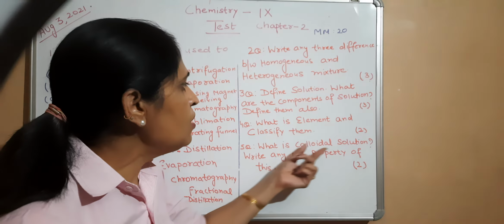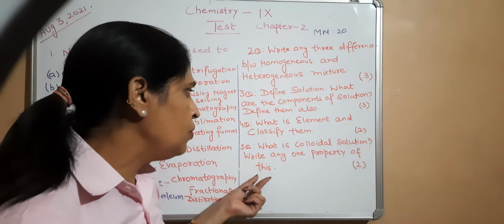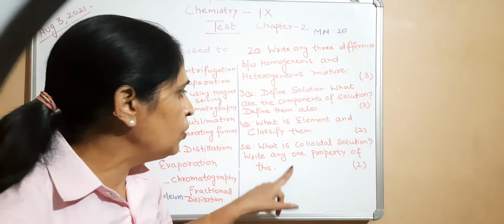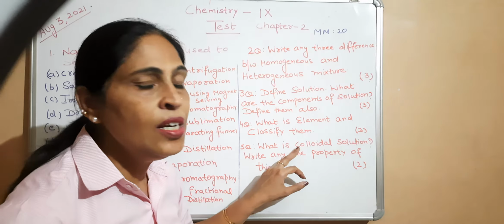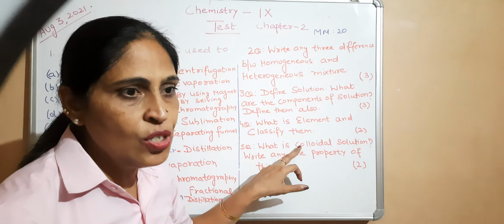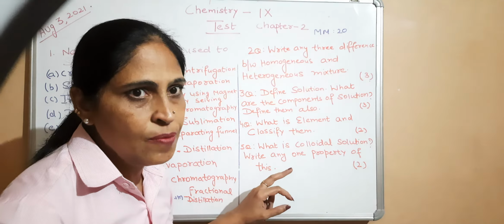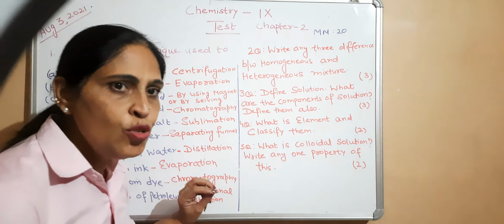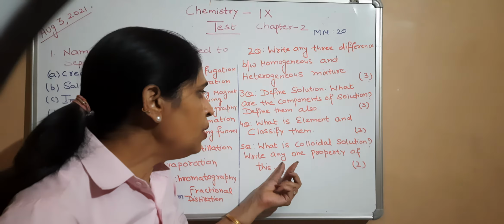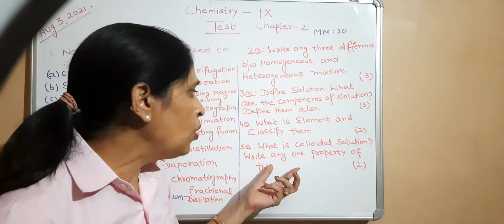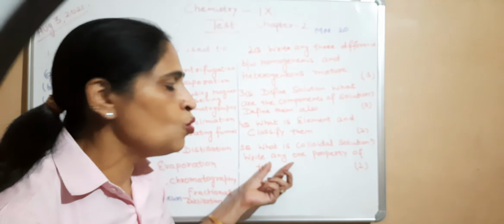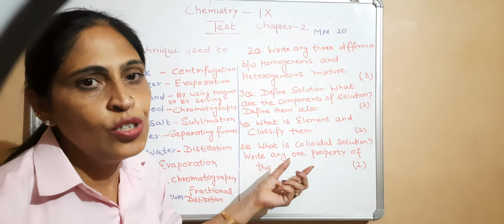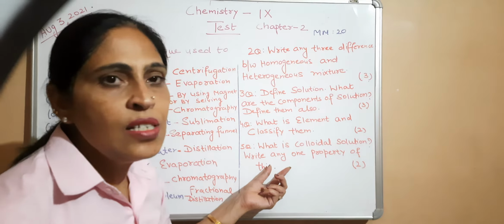Now the last question is: what is colloidal solution, and write any one property of this. You have to define the colloidal solution, and you have to write any one property of the colloidal solution. Colloidal solution is a heterogeneous mixture that appears to be homogeneous. And the most important property of the colloidal solution is that it shows the Tyndall effect. It will scatter the light. When light is made to pass through this colloidal solution, then it will scatter the light. That is called the Tyndall effect.